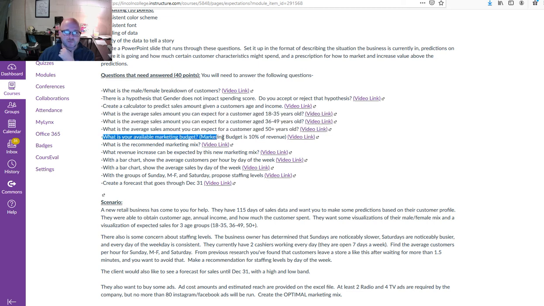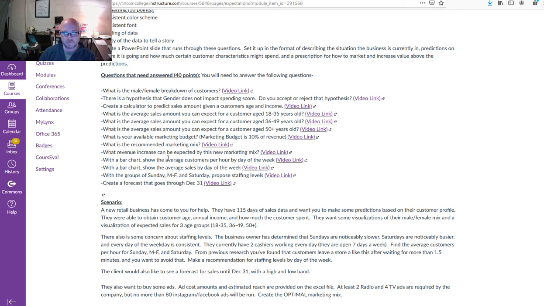Then there's the question of what your available marketing budget is. You figure out your marketing budget by finding 10% of your revenue, so you have to do a little bit of monkeying around there to get that. And then you prescribe a recommended marketing mix, and the revenue increase that can be expected from this new marketing mix. That's part of your prescriptive modeling.